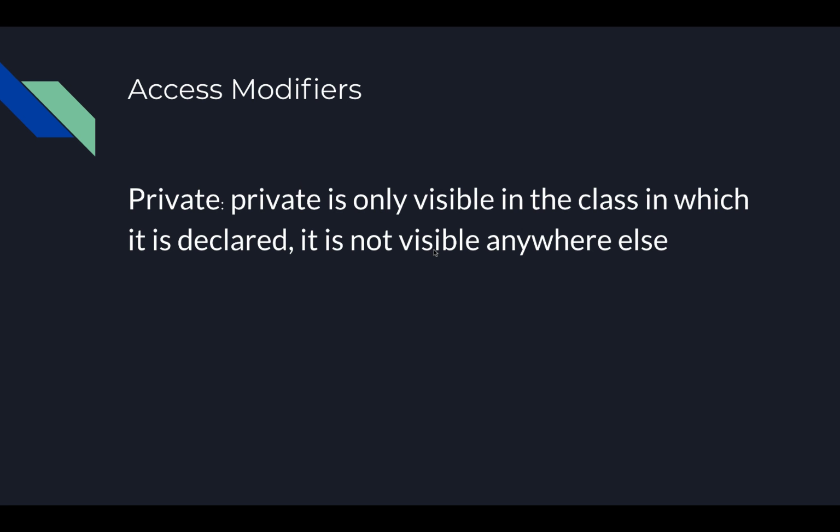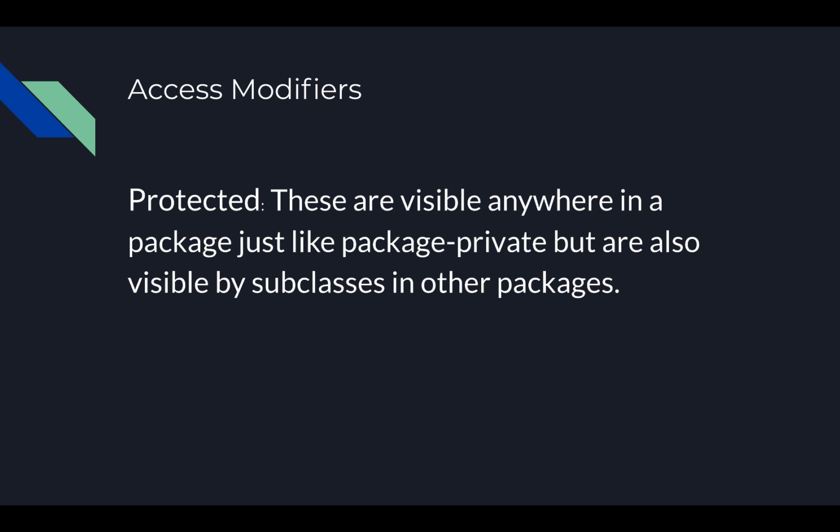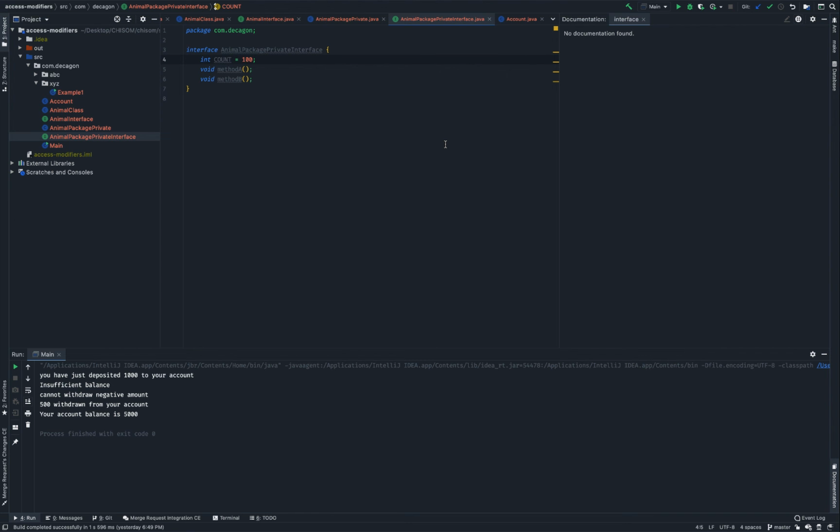The private modifier is only visible in the class in which it is declared. It is not visible outside of that class. The protected modifier is visible anywhere within a package, just like the package private, but it is also visible to subclasses that are in another package. So that is the difference between the protected, the private, and the package private.